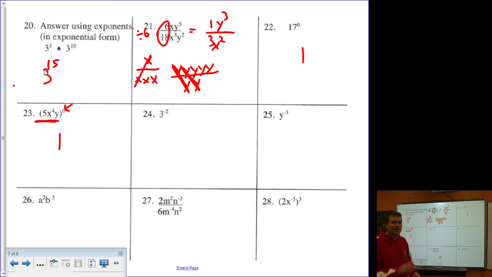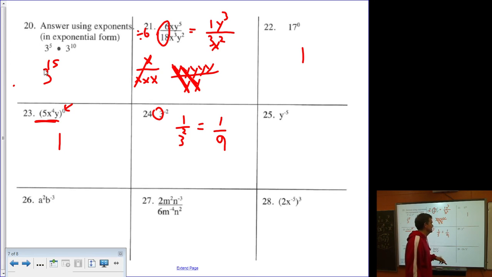Number 24, I have a single term to a negative exponent, so I would take the reciprocal of 3, and taking the reciprocal is what turns the exponent positive. It'd be 1 over 3 to the second, which I could then simplify to 1/9. Again, when I have a single term to a negative exponent, I just take the reciprocal of it. The reciprocal of y is 1 over y, and that turns the exponent positive. And that's really just my goal, is to turn the exponent positive.